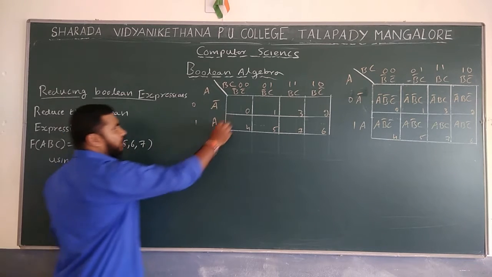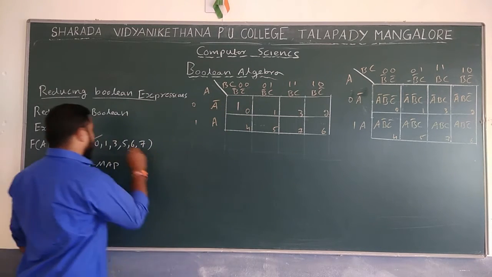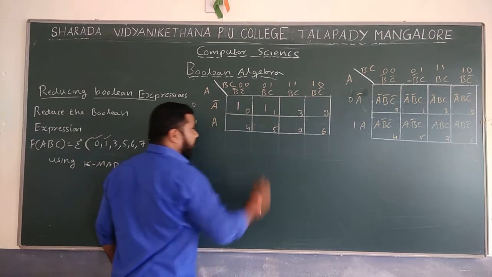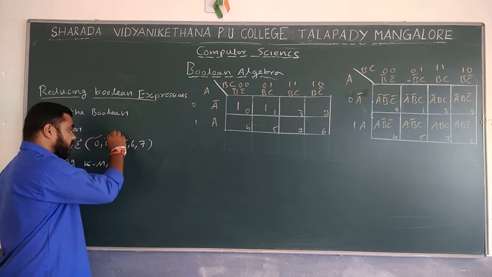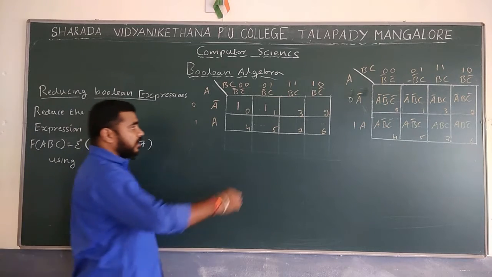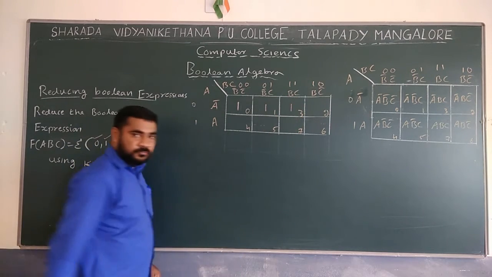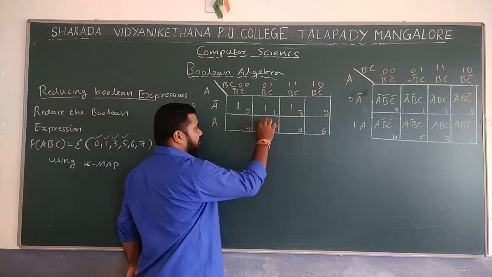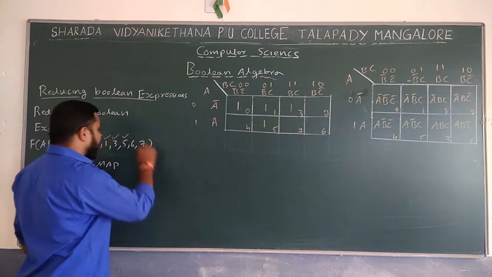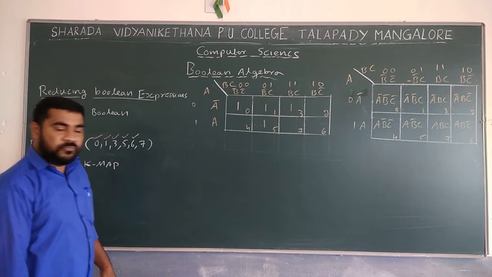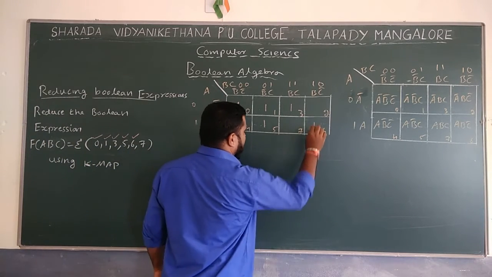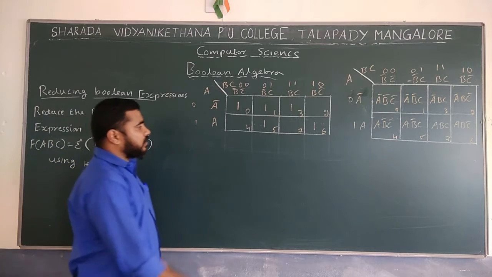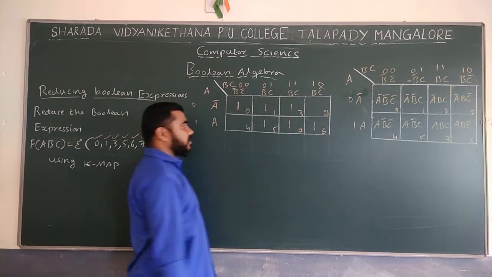Go to cell 0, mark this one as 1. Next one is 1. Go to cell 1, mark that as 1. The next one is 3. Go to cell 3, mark this one as 1. Next one is 5. Go to cell 5, mark this one as 1. The next one is 6. Go to cell number 6, mark this one as 1. And finally 7 is there. Go to cell number 7, mark this one as 1.